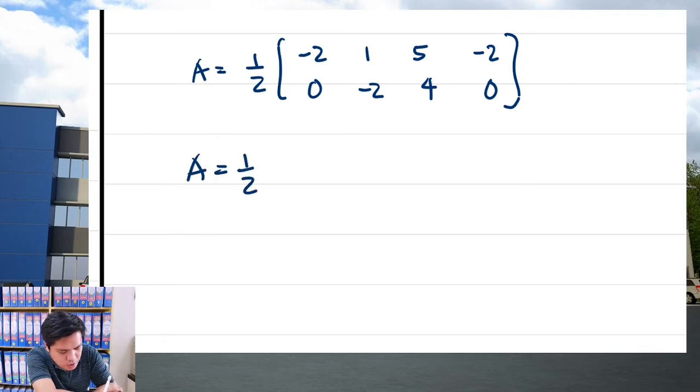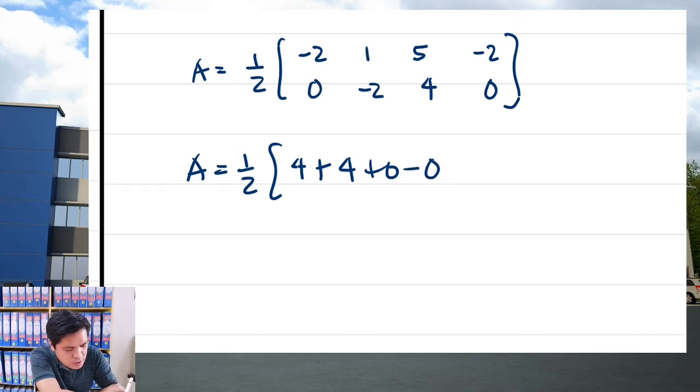Area is equal to 1/2 times this times this. So, that's positive 4. Plus this times this. Positive 4. Then, plus this times this, 0. Then, minus this, 0. Sulat ko lang kahit 0. Then, minus this, that's -10. So, minus -10. Then, this times this, that's -8.